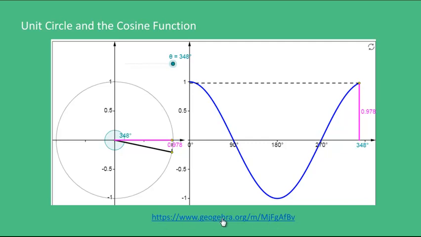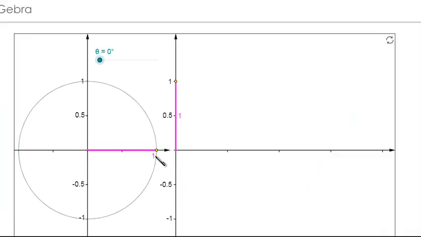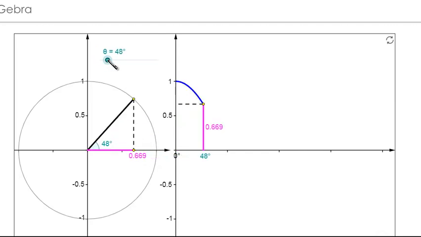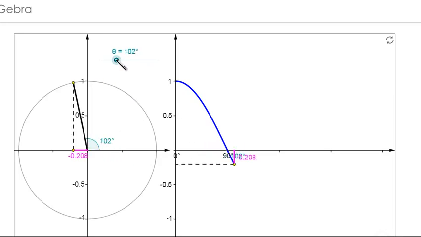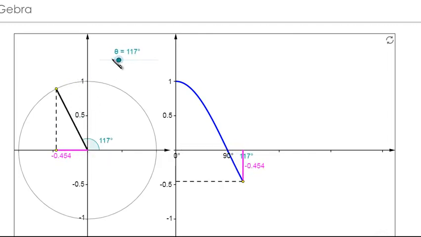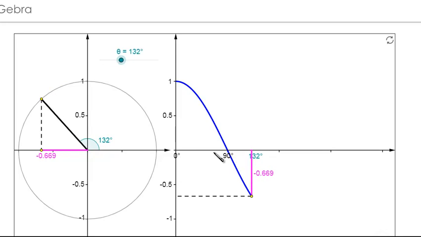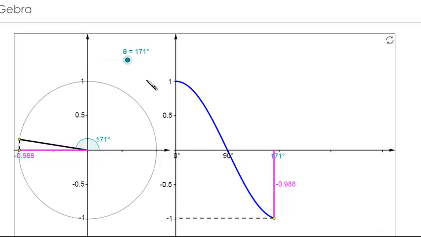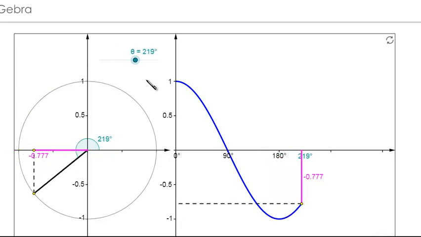Again, we have an app for that, and it's right here. So let's look at that app. As you can see, at 0 degrees, notice the line is here. It's at 1 because the x coordinate is 1. As we begin to increase the angle, notice the x coordinate begins to decrease, 0.669. Of course, when we reach about 90 degrees, the x coordinate is 0. And so we can continue to increase the angle, and notice now the x values are negative. We increase some more, and notice we get our familiar cosine.